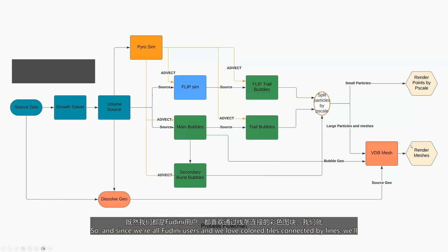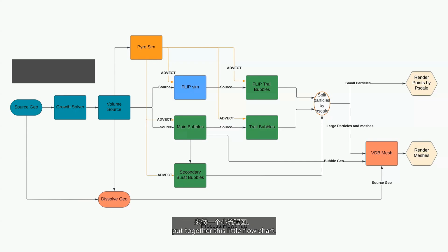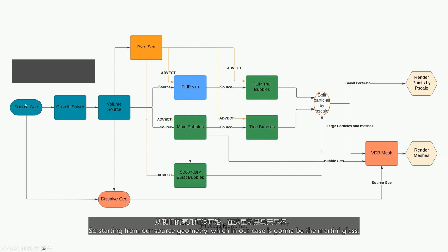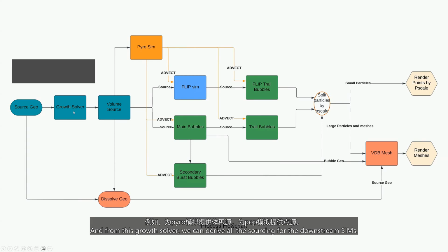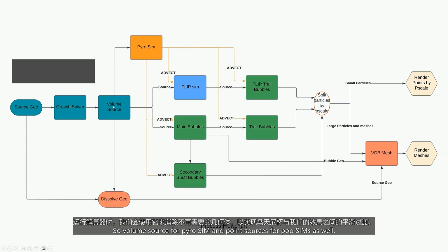Since we're all Houdini users and we love colored tiles connected by lines, we put together this little flow chart. We'll go over this real quickly. Starting from our source geometry, which is going to be the martini glass, that gets fed into a growth solver, which is the core that we'll go over today. From this growth solver, we can derive all the sourcing for the downstream sims: volume source for pyrosim and point sources for pop sims as well.